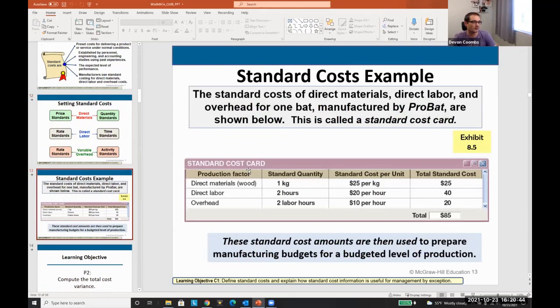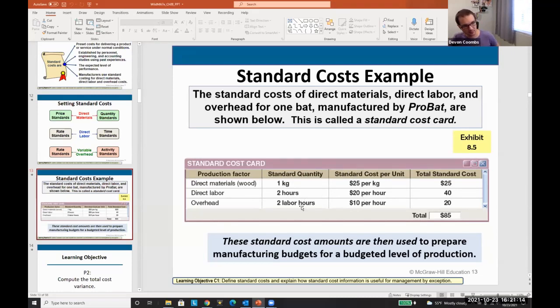So here's a standard cost example. We might say the direct materials to produce this bat, we're making bats for baseball or something like that, or cricket. You have a standard quantity of 1 kilogram, and it's $25 per kilogram. So total standard cost is $25, but are we using 1 kilogram? Are we paying $25 per kilogram? We expect 2 hours of work at $20 per hour.